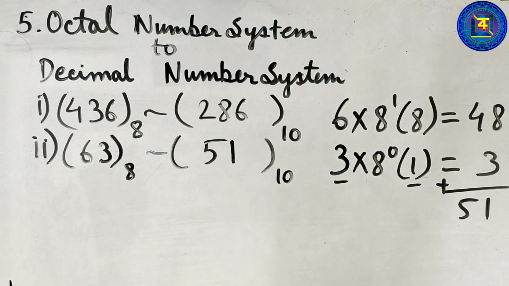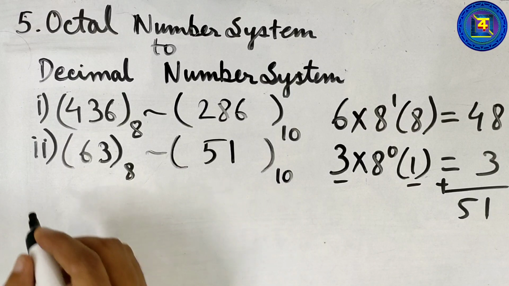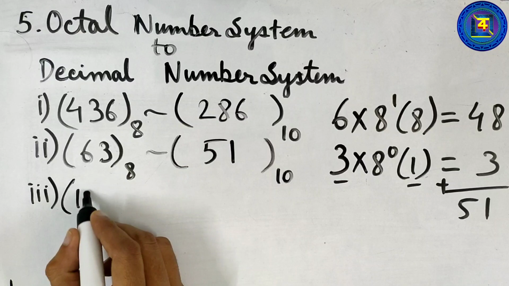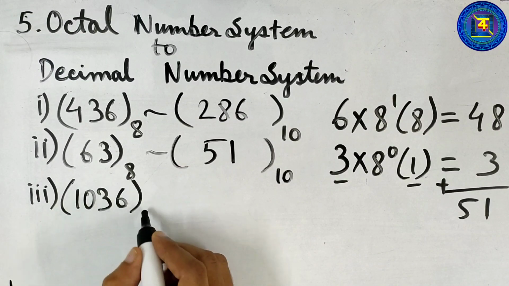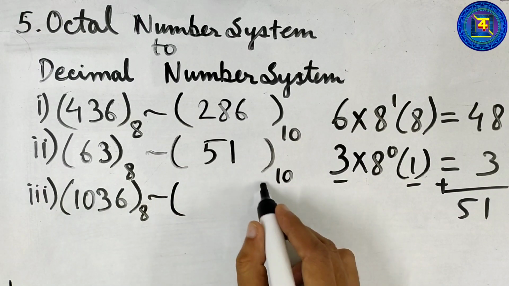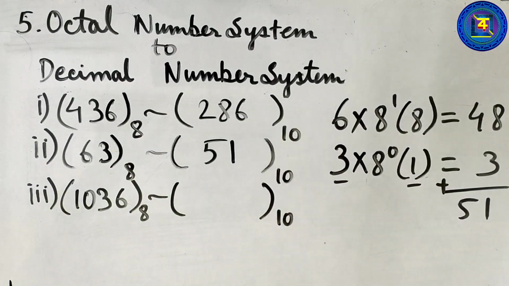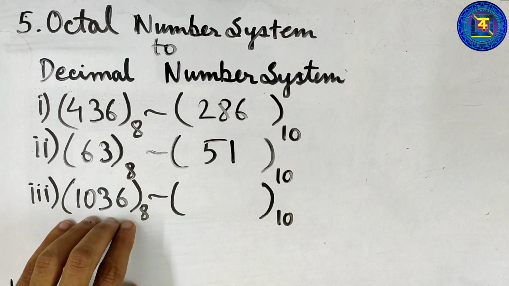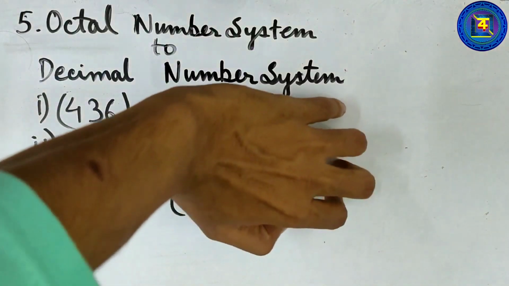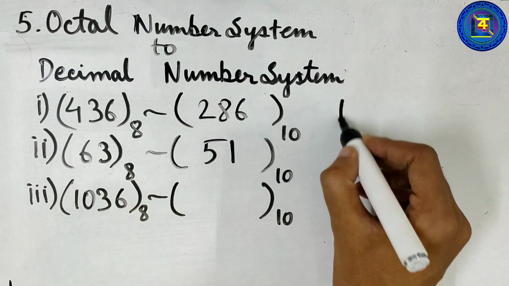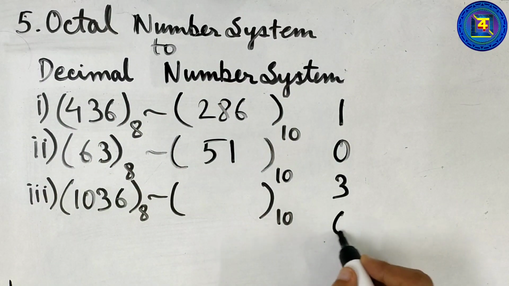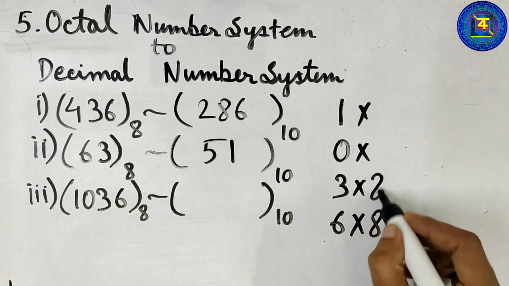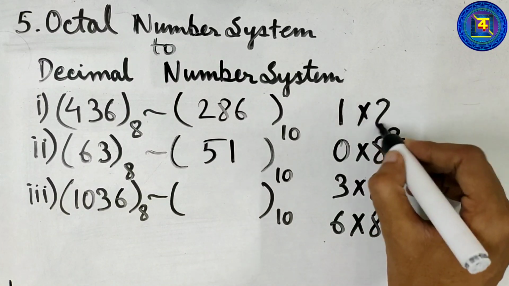Next we are going to start off with a third question, that is, let's take a bit bigger number, maybe 4 digits, let's say 1036 in octal number system, and convert it into decimal number system. So what should be our first step? Yes, very correct, that is 1036 in horizontal must be converted into vertical format, obviously multiplied with 8 to the power 0, 8 to the power 1, 8 to the power 2 and 8 to the power 3.